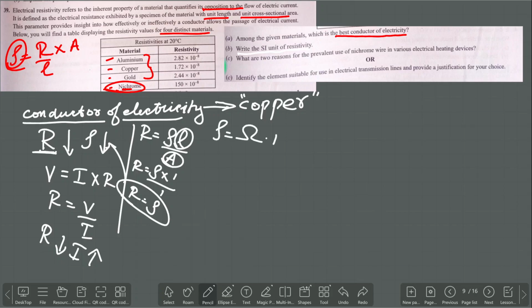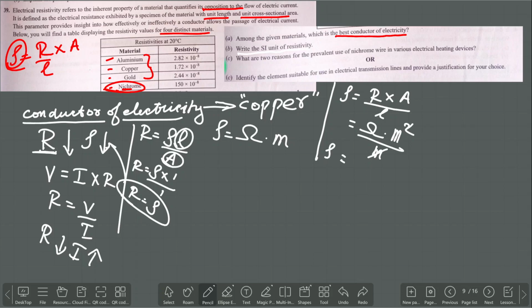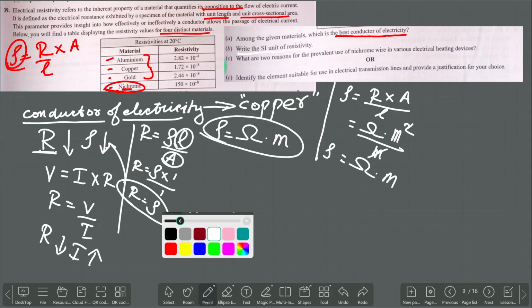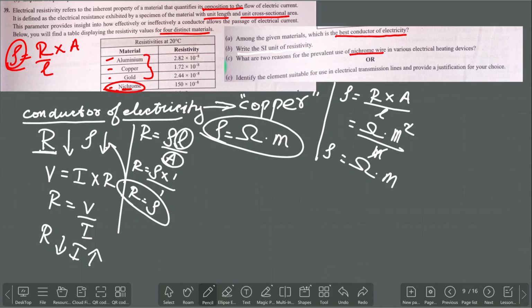Ohm meter. So, if you are having any confusion, just write like this: rho is equal to R into A by L. The unit of resistance is ohm, unit of area is meter square, and unit of length is meter. Meter and meter square will cancel each other. So, rho is equal to what remains, ohm meter alone. That means the unit of resistivity is ohm meter. Next, what are the two reasons for the prevalent use of nichrome wires in an electric heating device?